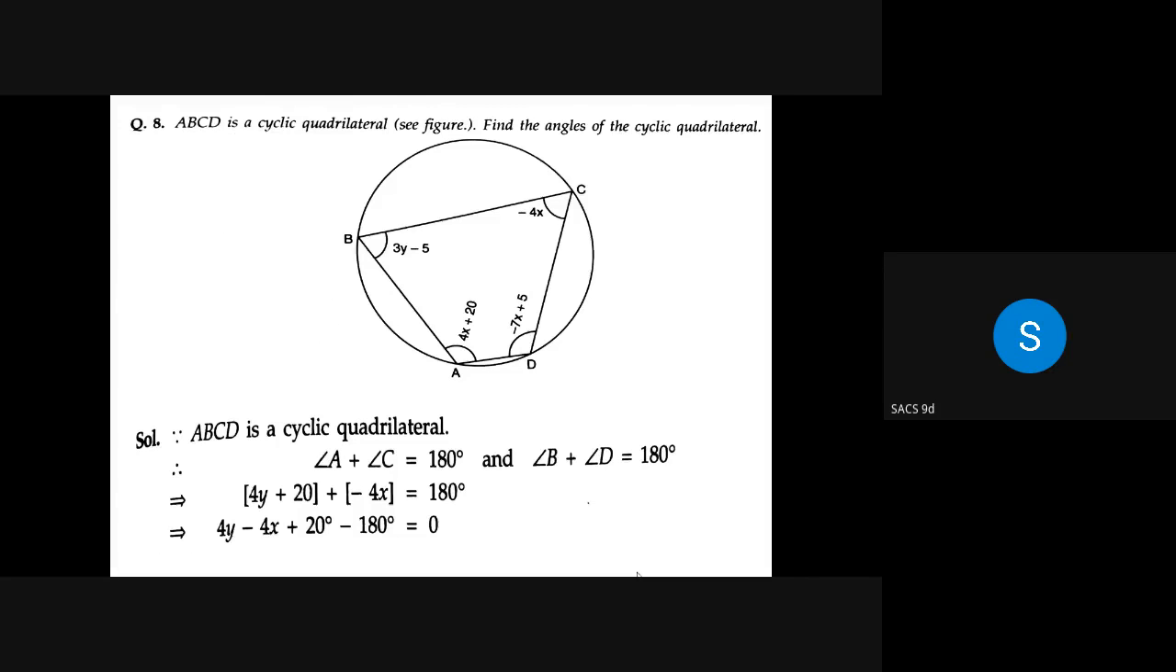Now this is the 8th problem of the optional exercise. Again, it's a geometry related problem. That is, a cyclic quadrilateral is given and a few unknown angles are given. So you have to use the property of cyclic quadrilateral here. The property of cyclic quadrilateral is that the opposite angles, the sum of the opposite angles, they are supplementary. So here angle A plus angle C will be 180 and also angle B plus angle D will be 180.